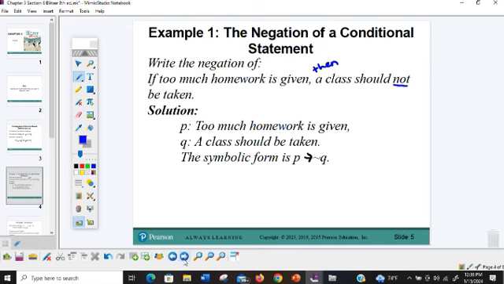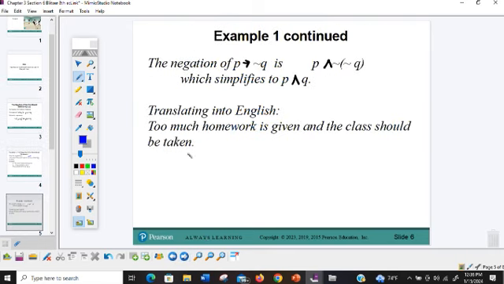Okay, so when we do the negation of this, we're going to leave the P the same. Too much homework is given. And we're going to do the opposite of Q. Since they said the class should not be taken, we're going to change that and say the class should be taken. So we leave the P alone. Too much homework is given. We change it to an and, then we do the opposite of the Q. They said the class should not be taken, so we say the class should be taken. This would be the negation.